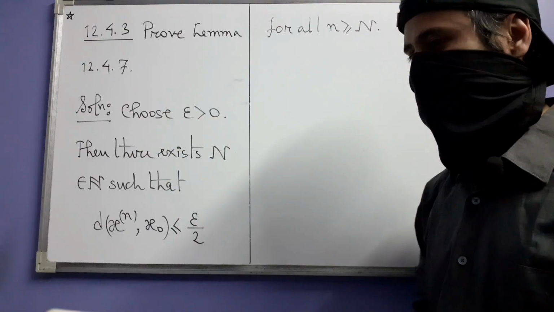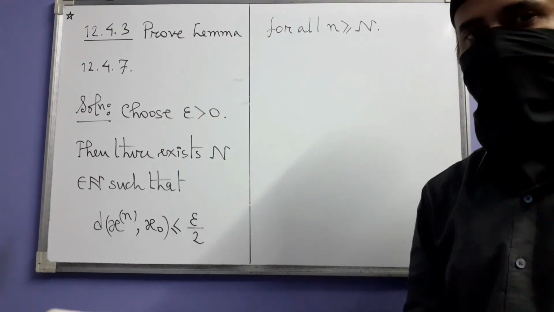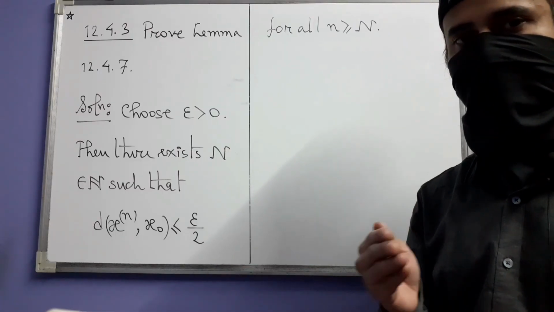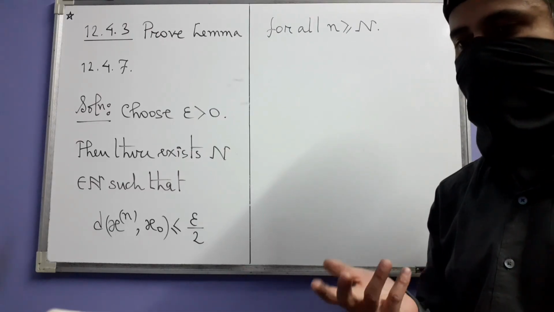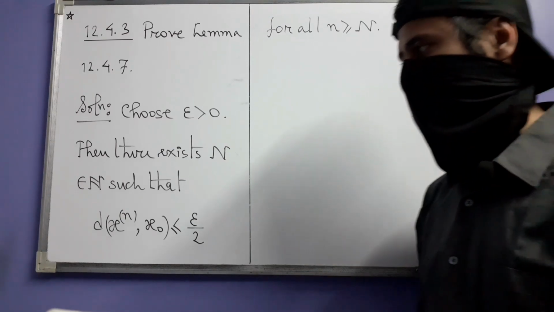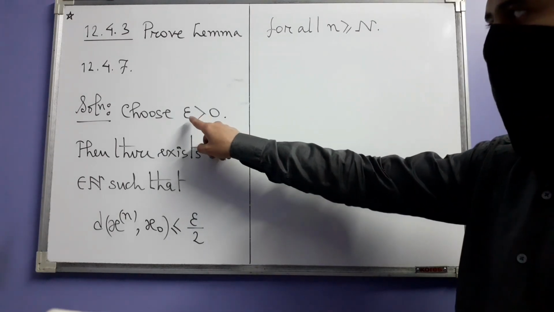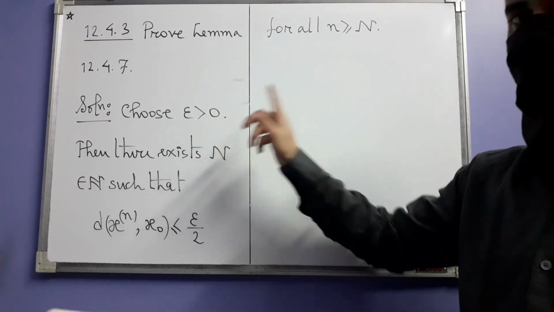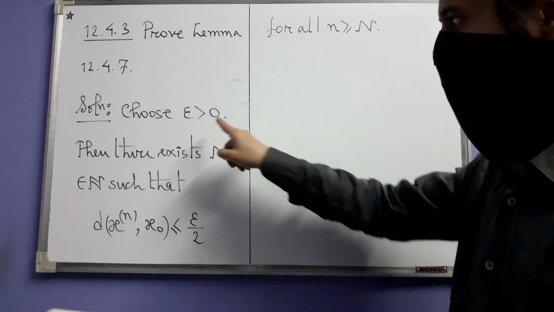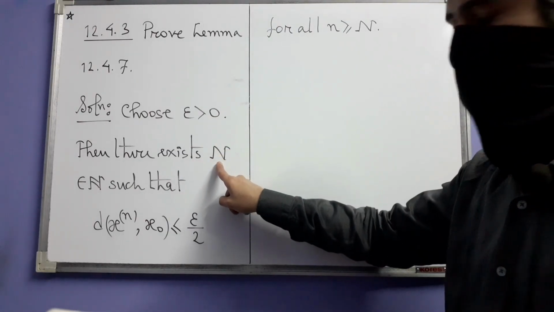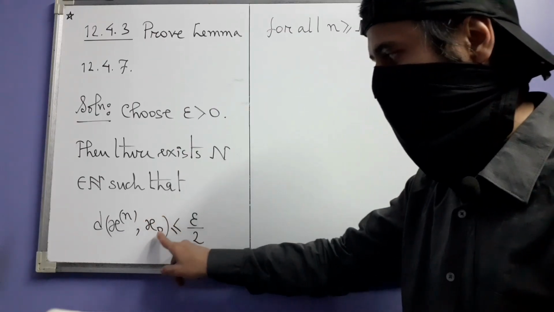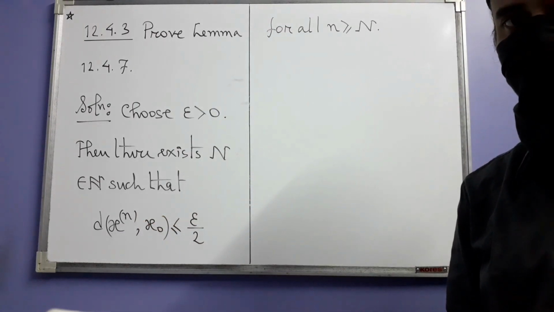The solution is pretty easy. Essentially, it's the same thing that we did back then when we proved the similar result for sequences of real numbers, that every convergent sequence is Cauchy. But anyway, let's see the solution. So we start by choosing a positive epsilon because it's given that our sequence Xn converges to X0. So for this epsilon, there exists a natural number N such that the distance between the term Xn and X0 is less than or equal to epsilon divided by 2.